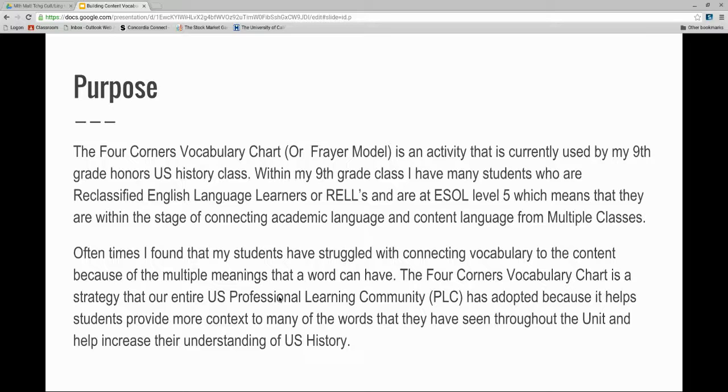What the Four Corners vocabulary chart does is it helps provide students more context to many of the words that they see throughout the unit, and also helps increase how those words are related to U.S. history and also increase their understanding of U.S. history.